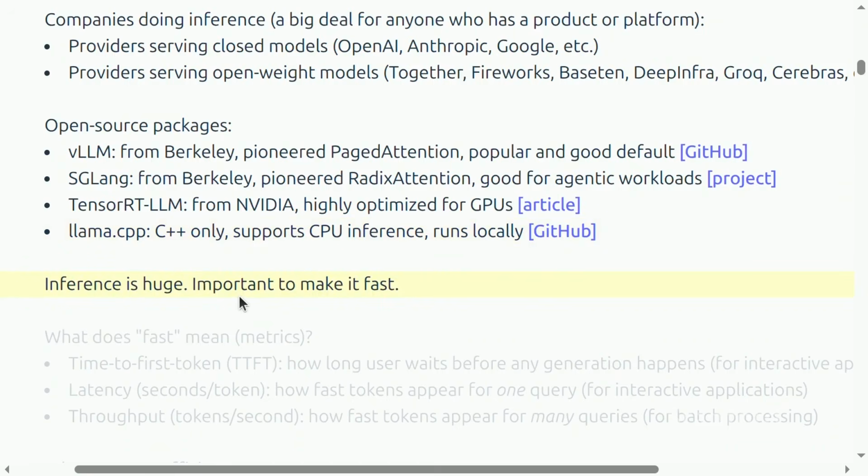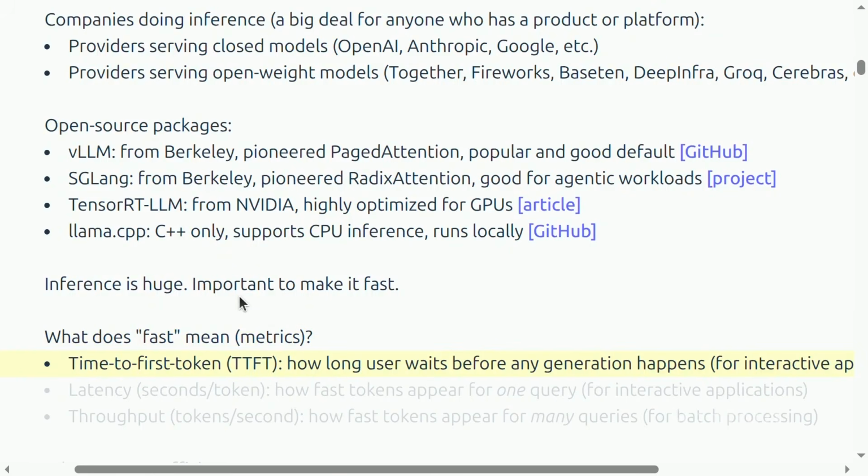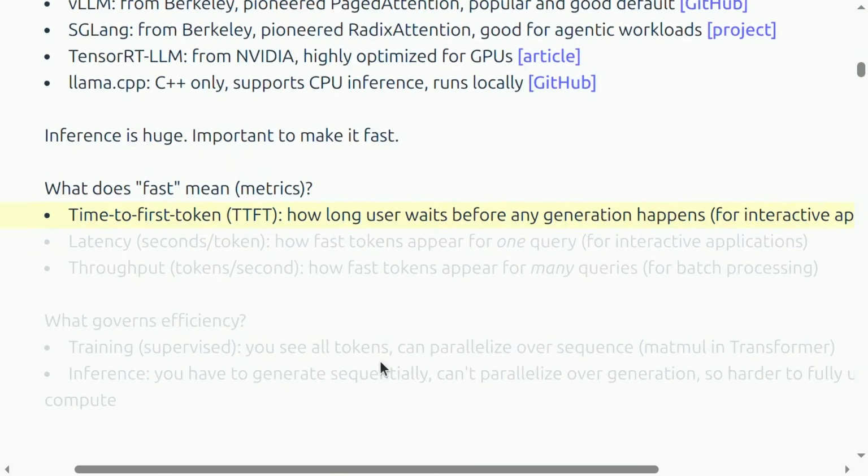Okay, so hopefully I've argued that inference is huge. If you can make inference twice as fast or even 10% faster, that is a big deal. So now the question is, what does fast mean? There are a few metrics that capture the notion of fast, and they're going to be applicable in different settings and have different trade-offs. So one metric of fast is time to first token, or TTFT.